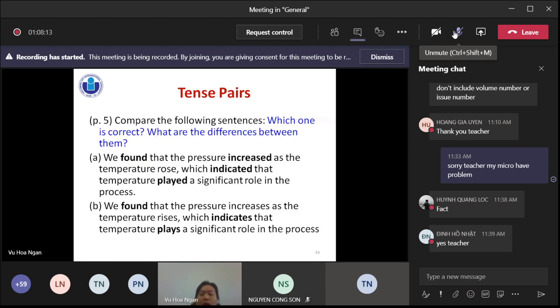Now let's see. Compare the following sentences. Which one is correct? Sentence A or sentence B, okay? And what are the differences between them? Now, please help.